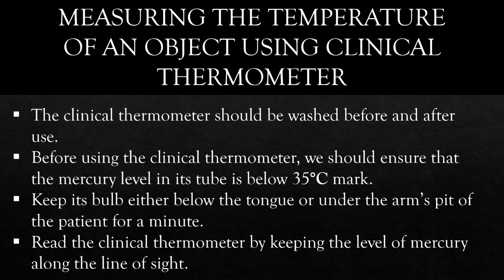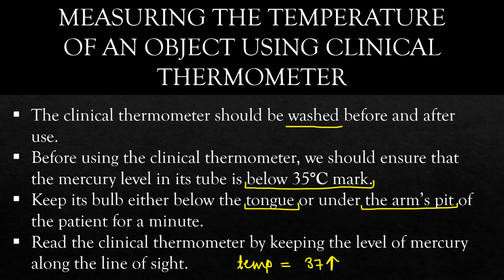To measure the temperature of a patient's body, the thermometer is first washed using cold water. Then a jerk is given to bring the mercury level in its tube below the 35 degrees Celsius mark. The bulb of the thermometer is then kept either under the tongue or under the armpit of the patient for about a minute. Then the thermometer is taken out and the reading is noted. If the temperature is above 37 degrees Celsius, then the patient is said to have fever.